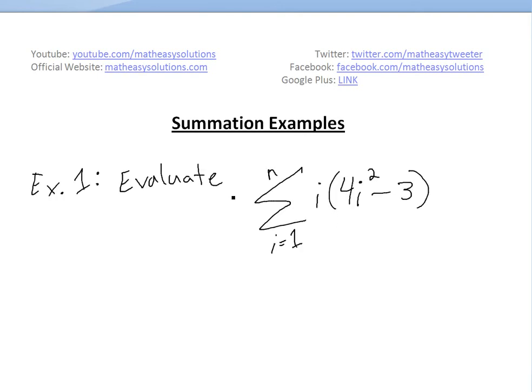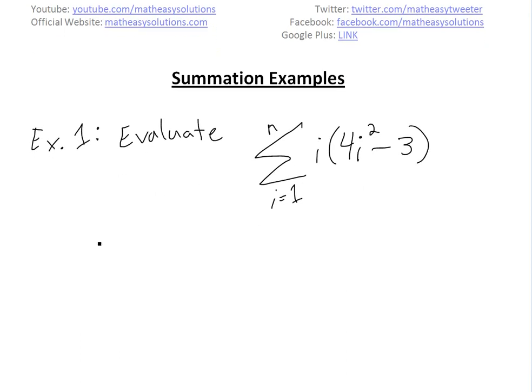And the first example here, basically, example 1, evaluate this summation where i is 1 up to n of i times (4i squared minus 3). Well, first thing we could do is just simplify this further. This just equals, if we multiply the i inside, 4i cubed minus 3i.